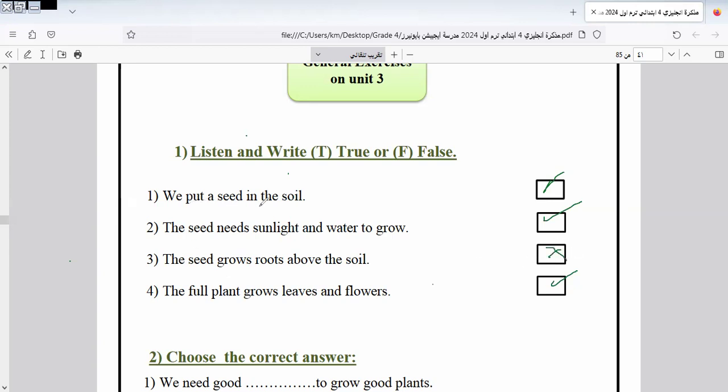Okay. Here we put seed in the soil. Yes, we put seed in the soil. The seed needs sunlight. Yes. Above is wrong, not above. The full plant grows leaves and flowers. Yes, it's right. Let's go to another one.